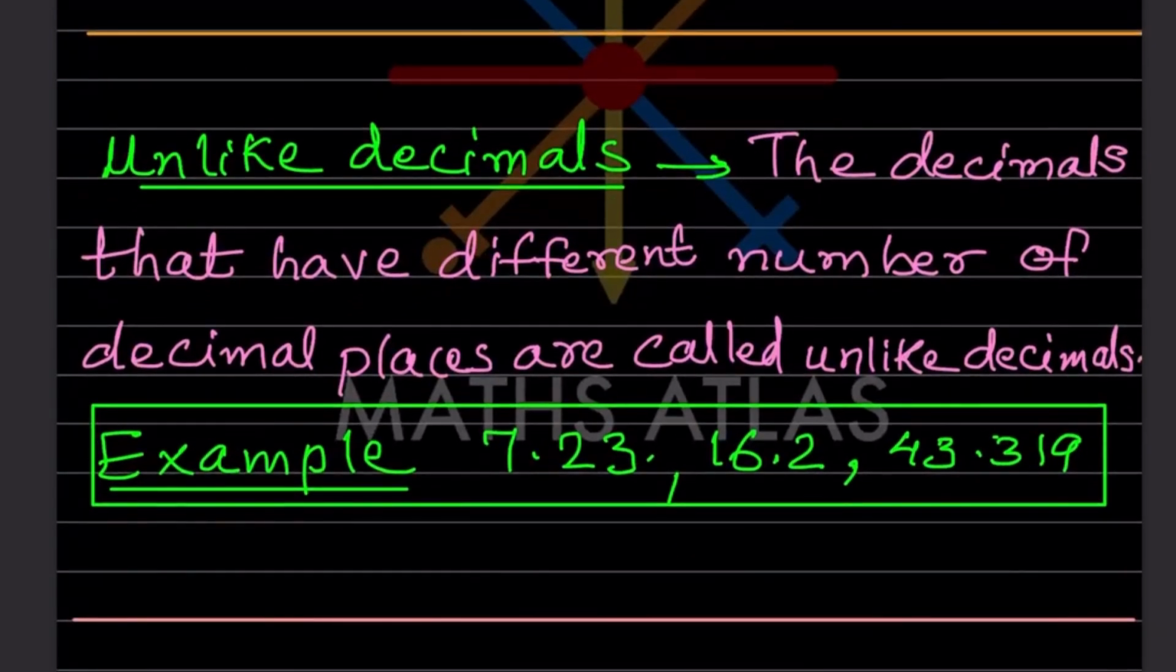Now unlike decimals: the decimals that have a different number of decimal places are called unlike decimals. Now look at these 3 examples. After this point there are 2 numbers. After this point there is only 1 number. After this point there are 3 numbers. So these are called unlike decimals. So you don't have to look at the number before the point, but only after the decimal.